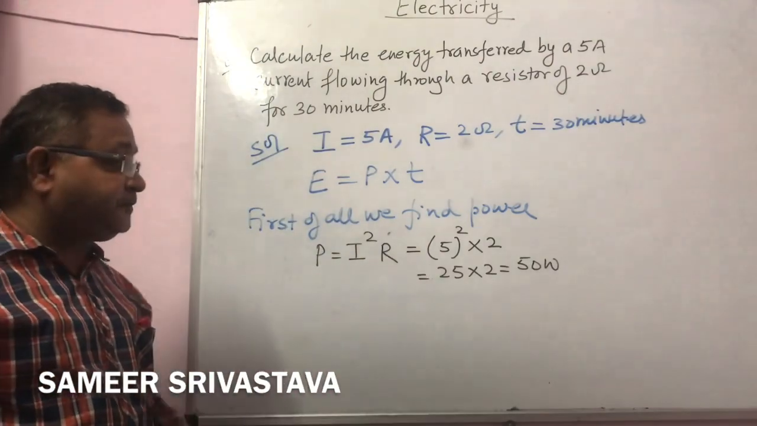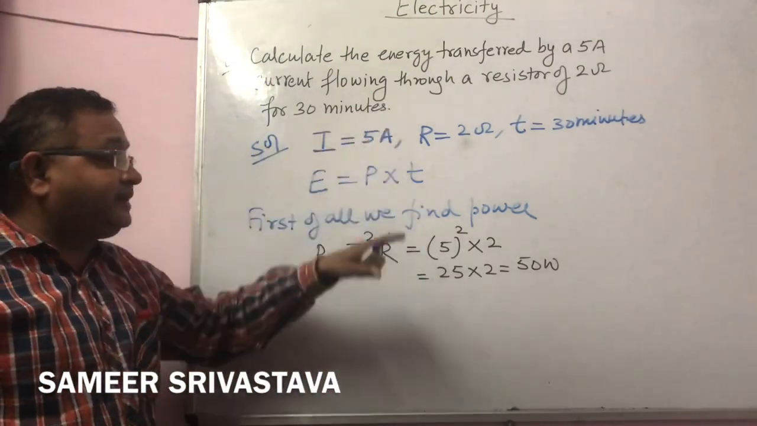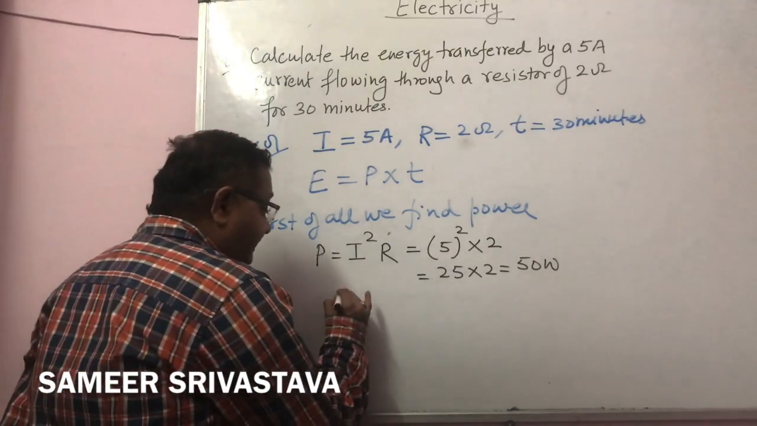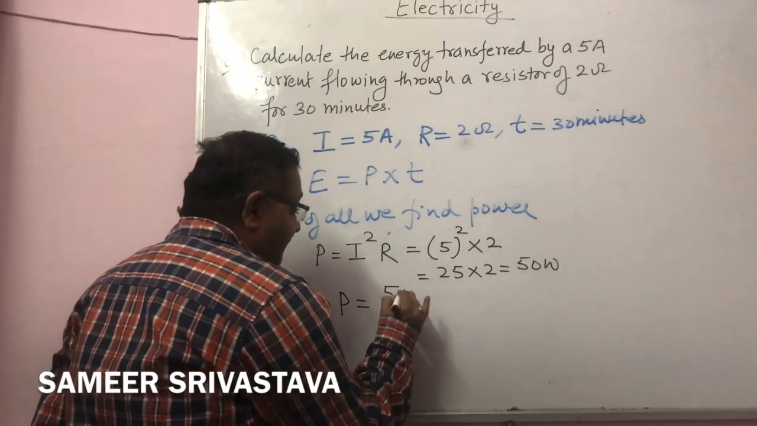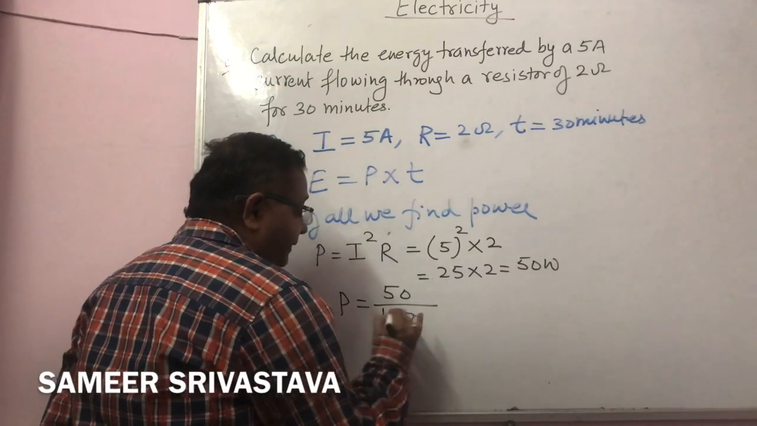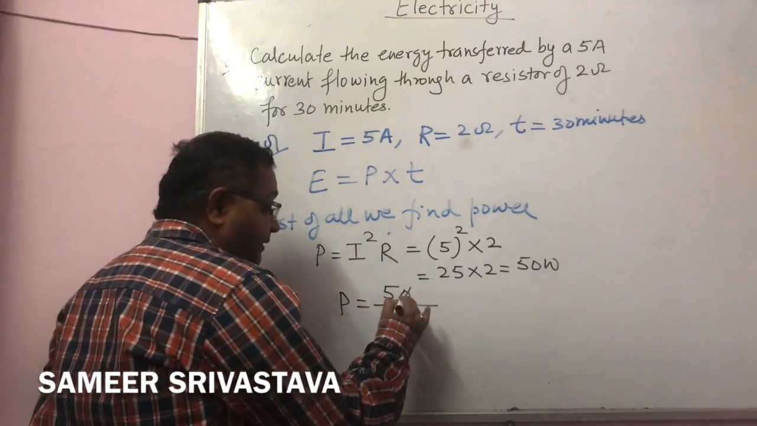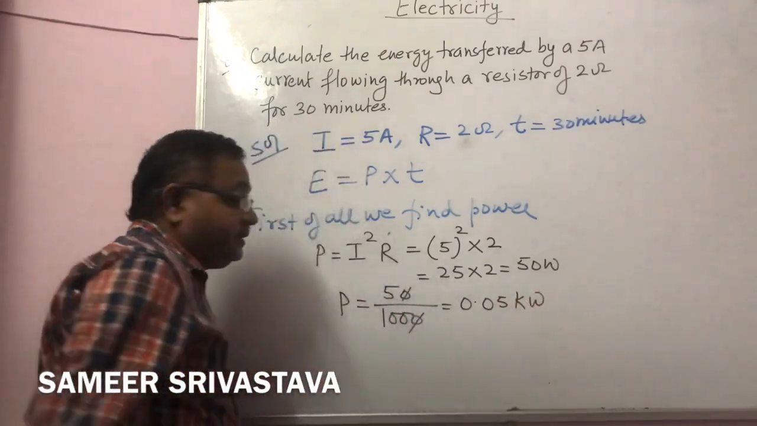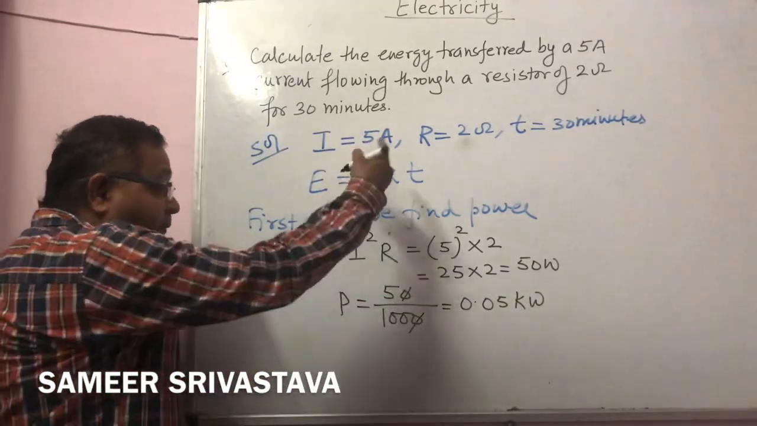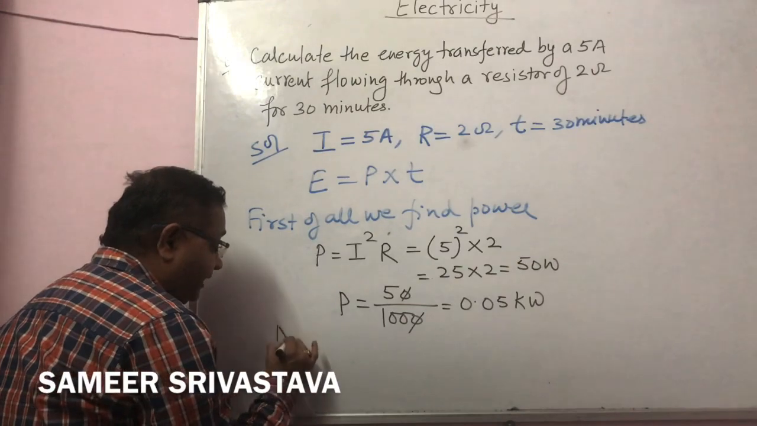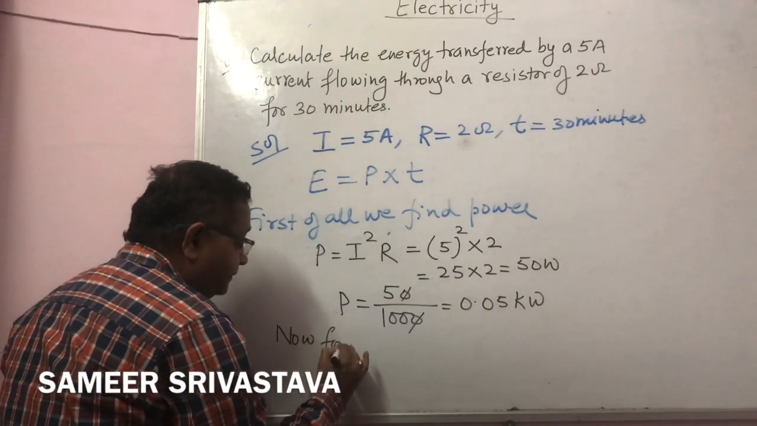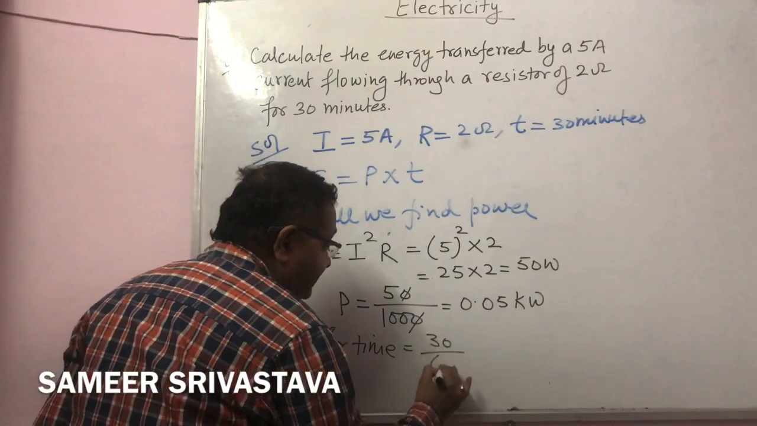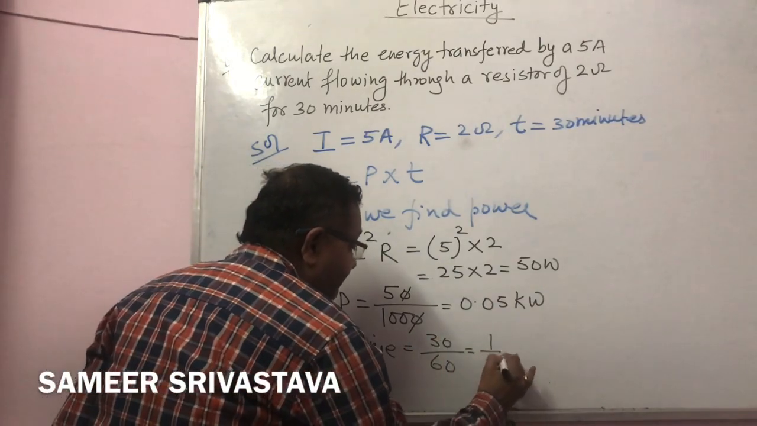Okay, power is 50 watt, but we have to find the energy, so we convert this power into kilowatt. So power we can write in kilowatt by dividing by the value of 1000. Now it will be 0.05 kilowatt. This is the value of power. And what about the time? Now for time, the time is given as 30 minutes divided by 60 and this will be 1 by 2 hour.